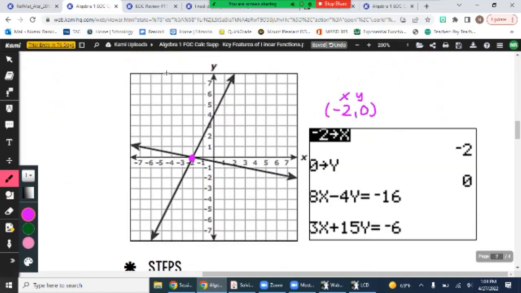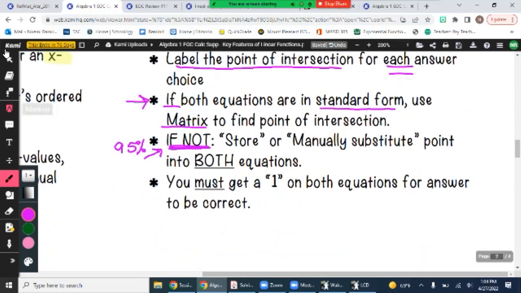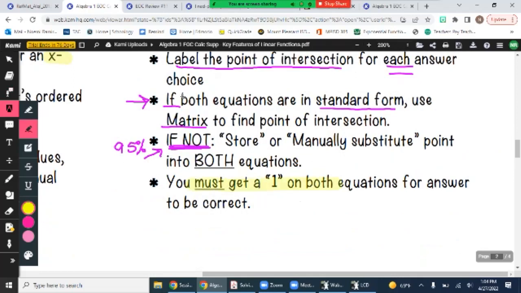Other than that, what you want to do is you want to store it. I know that the point of intersection for this graph is -2, 0, so I stored a -2 for x and a 0 for y. And I typed it into the very first equation that it gives me, and that gave me a 1. Good. The 3x and the 15y, that's the second equation, but we're still using the same one, and that one also gives me a 1. Highlight this. You must get a 1 for both equations for your answer to be correct, and also highlight if not. And we're done.